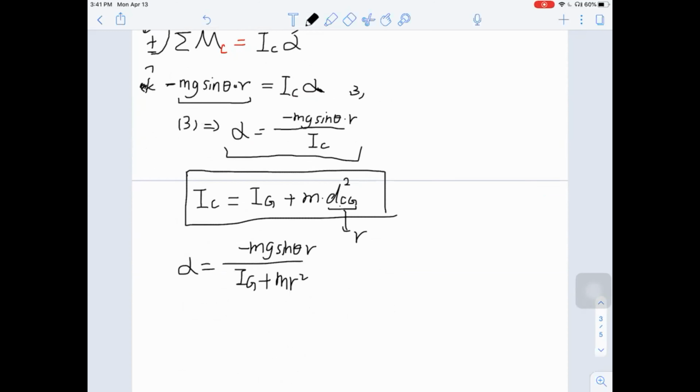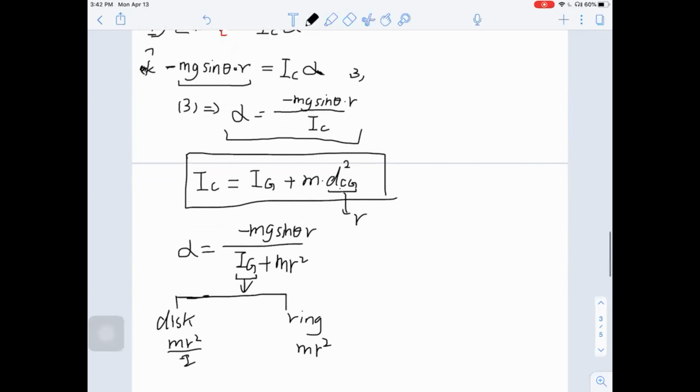Now if you look at this new expression for alpha, what is different about the ring and the disk is this I_G. I_G is the moment of inertia, and for different geometries and shapes, you are going to have different moments of inertia. For a disk, the moment of inertia I_G is m r squared over 2. For a ring, it's just m r squared.